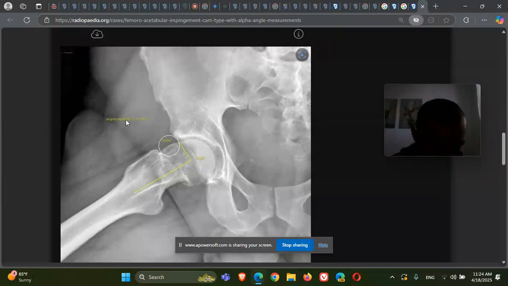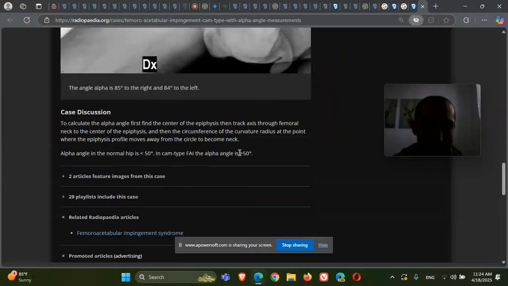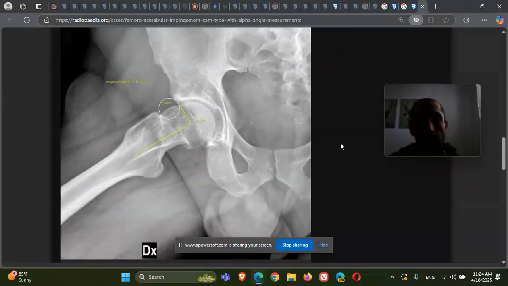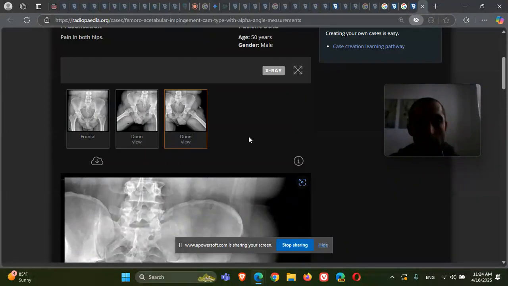Anything above 55 is considered abnormal. Here they say 50. And this is for cam deformity, where there is a bump on the femoral neck.